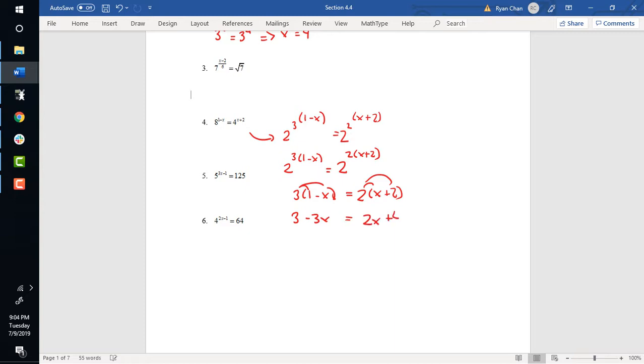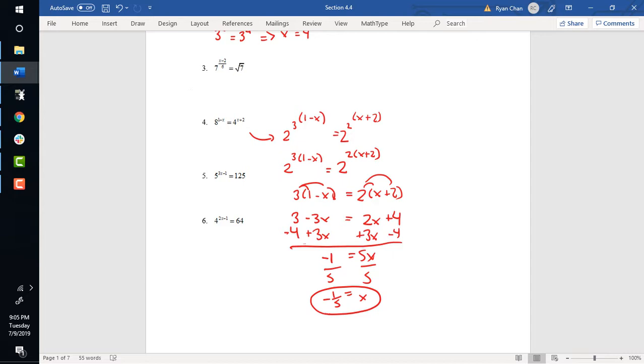So then I'm going to solve for x. I'm going to add 3x on both sides. So I have 5x is equal to -1. And I have x is equal to -1/5.